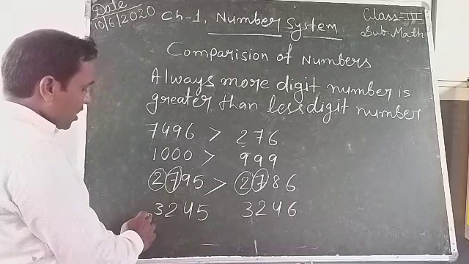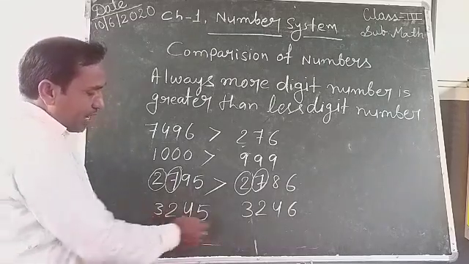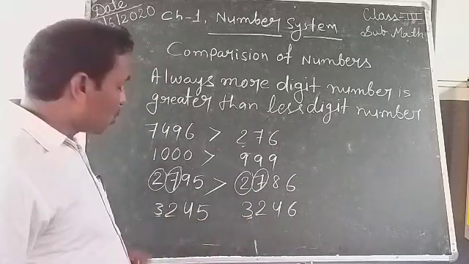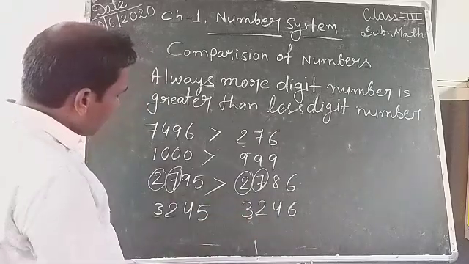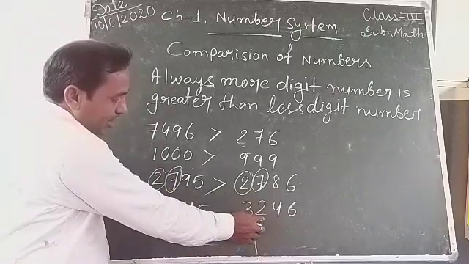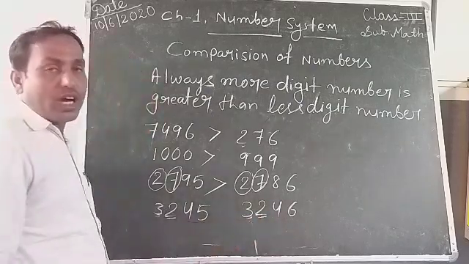First left place is what? 3. First left place is 3 and here is also 3. It means both numbers are equal. After 3 you jump to the next number, it is 2 and here is also 2. It means again this 2 and this 2 are both the same number.